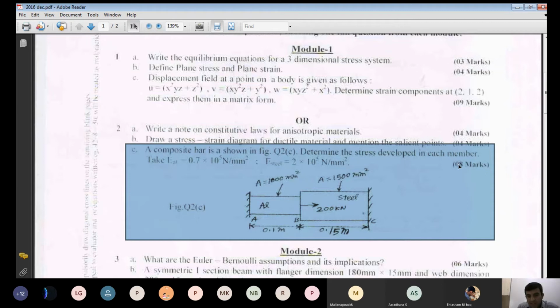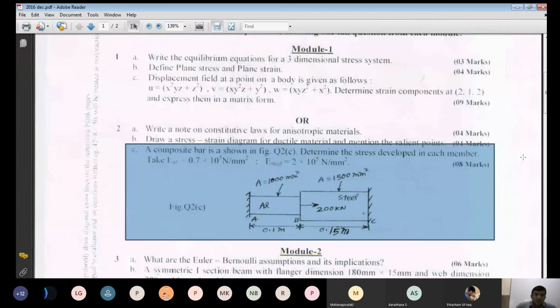Now see the diagram. One portion is aluminium, its cross-sectional area is 1000 millimeter square, length is 0.1 meter, and it is the AB portion. Now the BC portion has cross-sectional area 1500 millimeter square, made up of steel, and the length is 0.15 meter. Both ends are constrained. A load of 200 kilonewton acts toward the right at the junction of aluminium and steel. Right? Yes. Now copy the question.